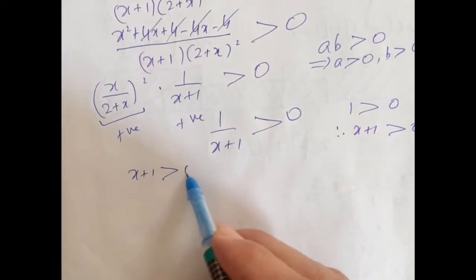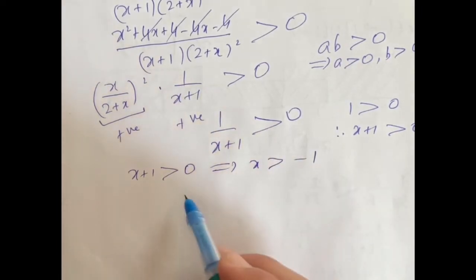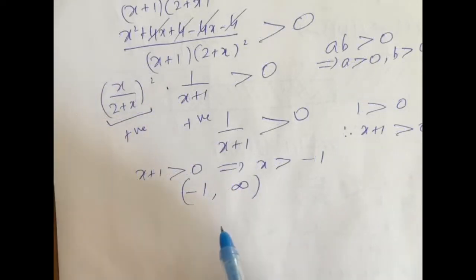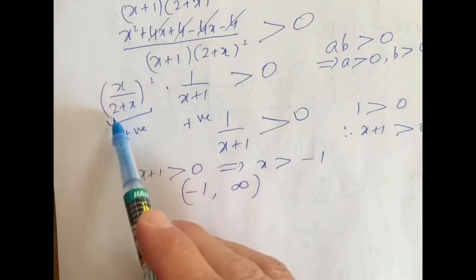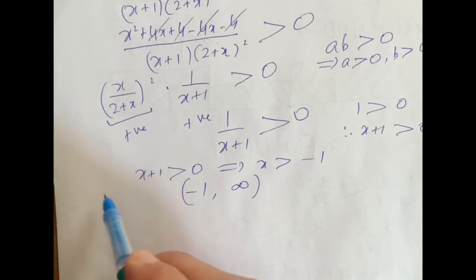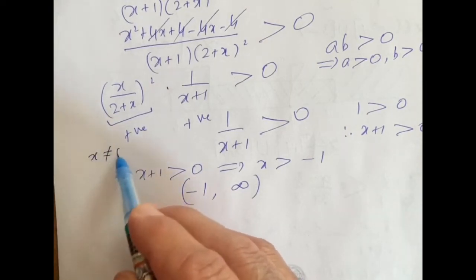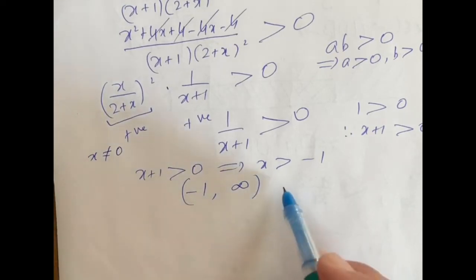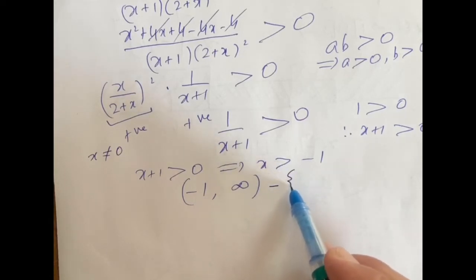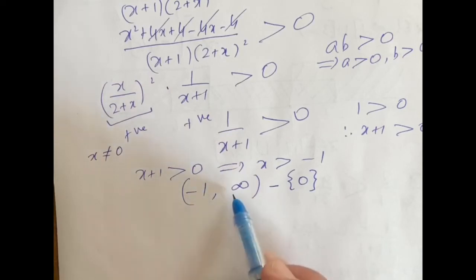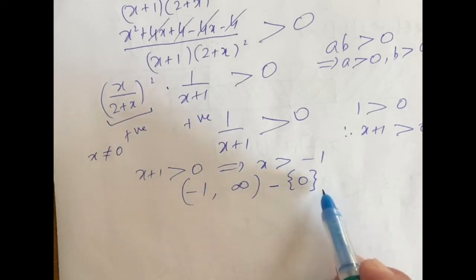x plus 1 positive means x is greater than minus 1. So minus 1 to infinity. Okay, this is the solution. And observe here that this expression, x upon (2 plus x) whole square, is positive. This means this is positive if x is not equal to 0. So this means when we write the solution, we should exclude 0. So this is the answer, minus 1 to infinity, except x is equal to 0.